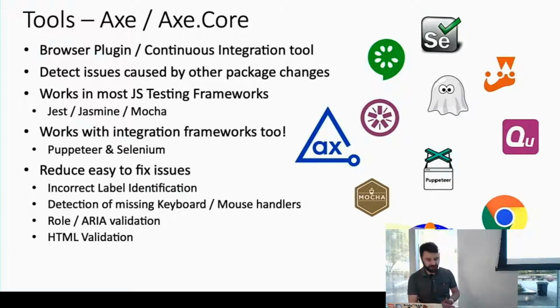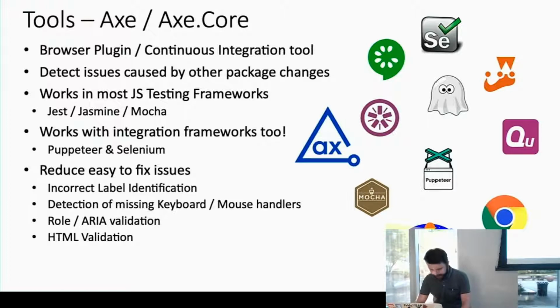It's going to catch things like incorrect labels, labels not being associated with inputs, detection of missing keyboard navigation, as we just saw a second ago, as well as it's going to validate that you're using the right ARIA and roles together, something that I even still mistake to this day. And it's also going to perform some generic HTML validation. Make sure you're not breaking any generic HTML rules. The more HTML rules we break, the less the assistive technology knows how to interpret them.